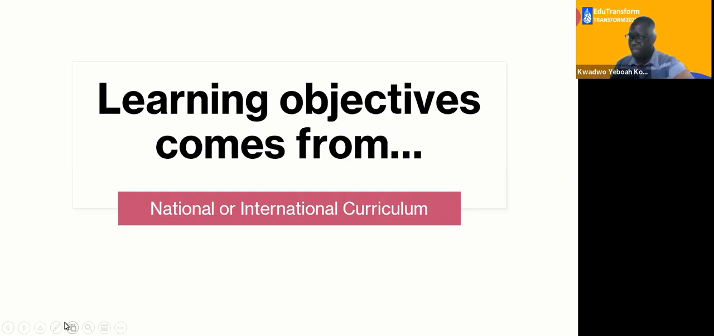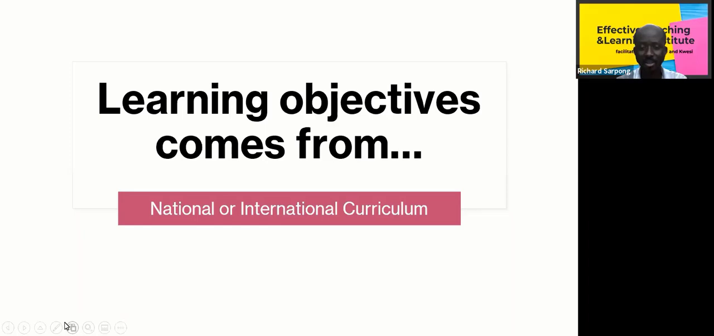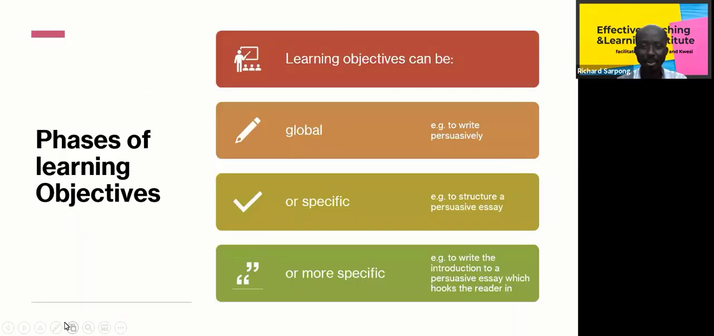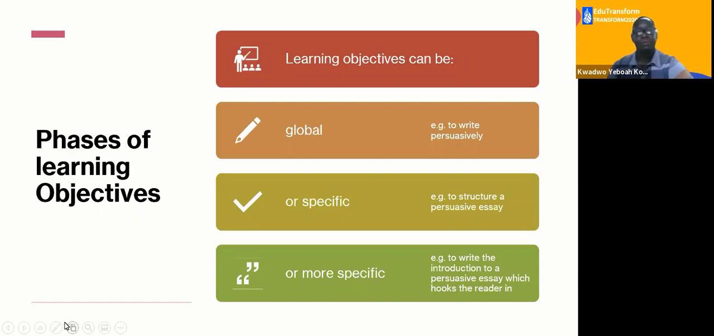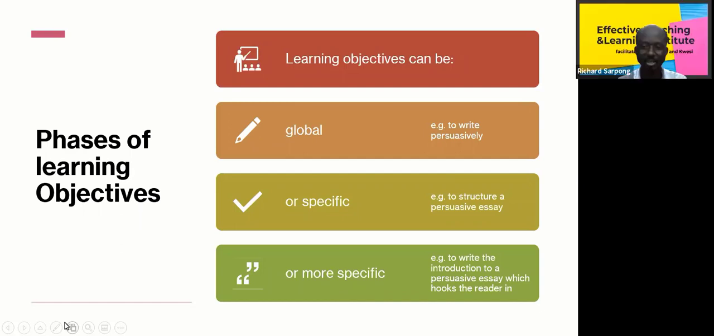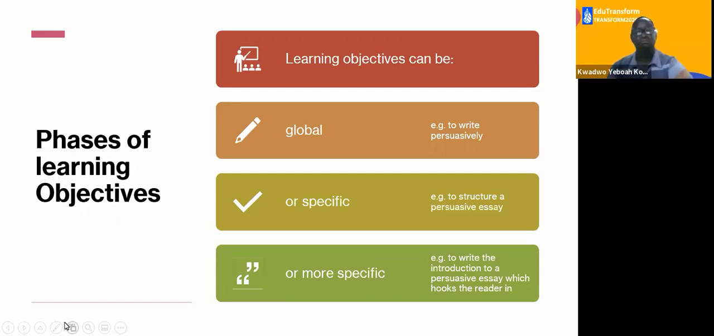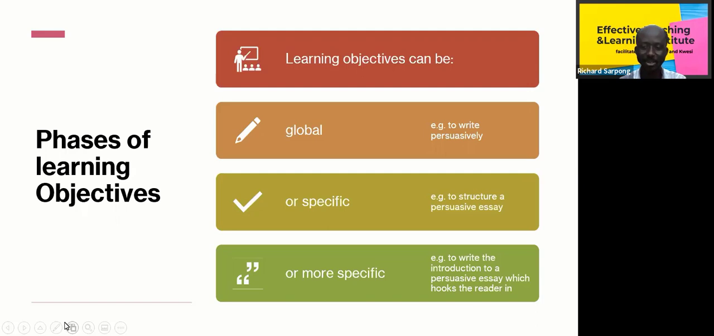Now, are there any phases for these learning objectives? Right. So it can be broad. For instance, learning to write persuasively. That is broad, but you can also be specific. How to structure a persuasive essay, or even more specific, looking at just the introduction aspect of writing persuasive essays in order to hook the reader. Or writing the conclusions of it.